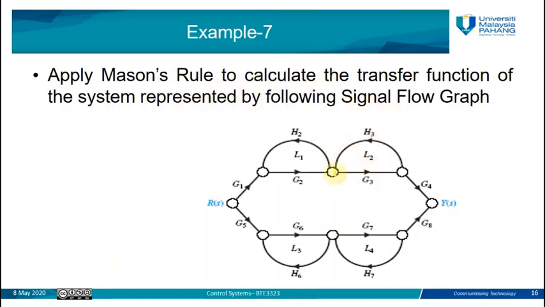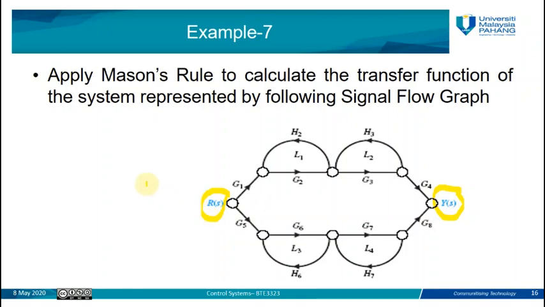This signal flow graph consists of several nodes with several branches. We need to use Mason's rule to write the overall transfer function that relates the output of our system, Ys, and the input of our system, which is Rs. That means the transfer function is always output over input. So how do we write the transfer function Ys over Rs? We need to use Mason's rule.